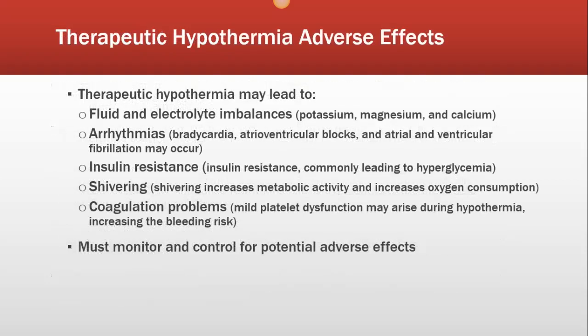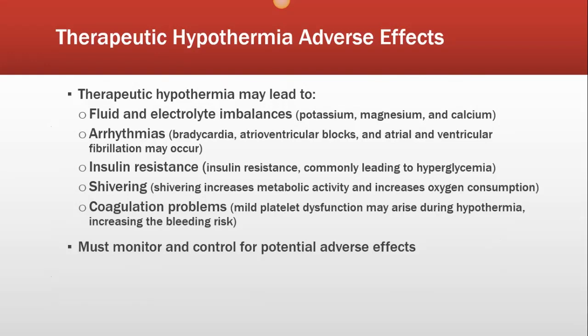Adverse effects then: fluid and electrolyte imbalances, potassium, magnesium, and calcium, probably the biggest ones. The arrhythmias: bradycardia, AV blocks, or atrial or ventricular fibrillation. The insulin resistance can happen initially, and then they can get hyperglycemia, and then we start giving them insulin to get them not so hyperglycemic, and then with the rewarming you could have hypoglycemia, because all the insulin is still circulating in the body.